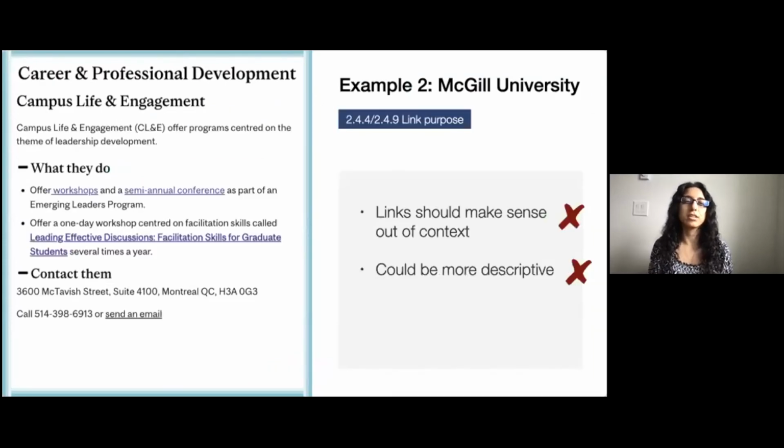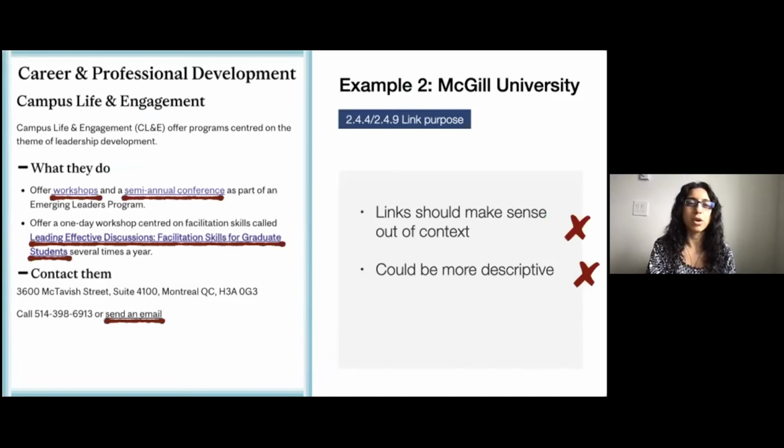So now let's take a look at the link text next. The link text doesn't really make sense if you read it out of context. So you've got workshops, semi-annual conference, leading effective discussions, facilitation skills for graduate students. These aren't the best link text. So let's see how we can make them better.